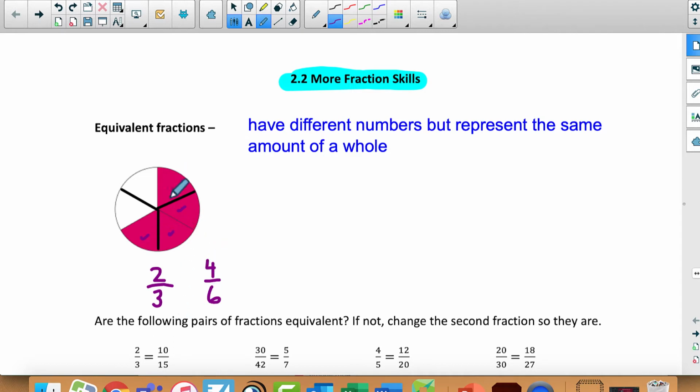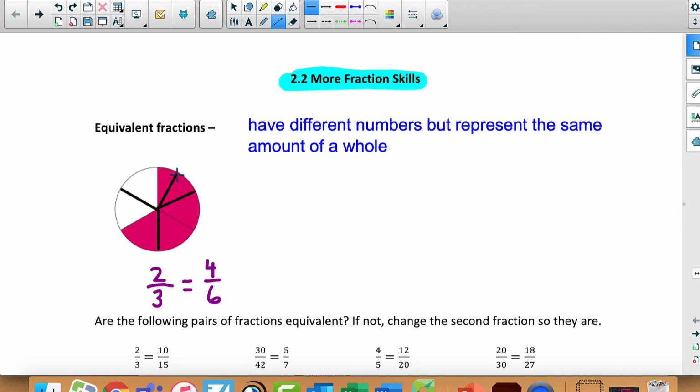And you know what? I haven't shaded any more. I haven't shaded any less. It's still shaded the exact same amount. So 4 over 6 and 2 over 3 must be exactly equal to each other. And they are. They're equivalent fractions. Guess what I could do again? I could split them again.